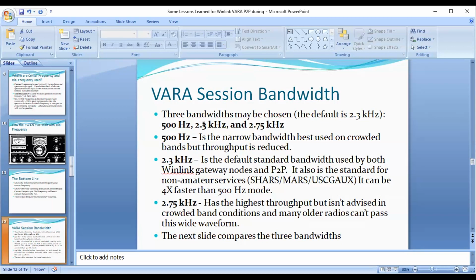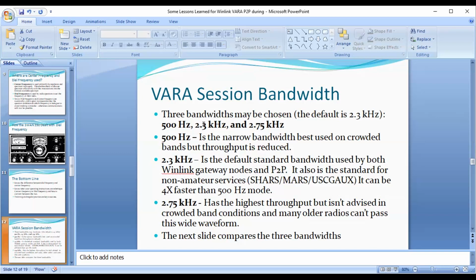And that is a great thing for crowded bands. For example, if you're on 20 meters on the weekend, 500 hertz VARA peer-to-peer bandwidth would probably be the best thing to use, because there's all kinds of activity. But the problem is it's completely incompatible with the 2.3 and the even wider mode, the 2.75 kilohertz bandwidth. So it's very important to know which bandwidth you have selected, and I'll show you how to find that out here in a bit.